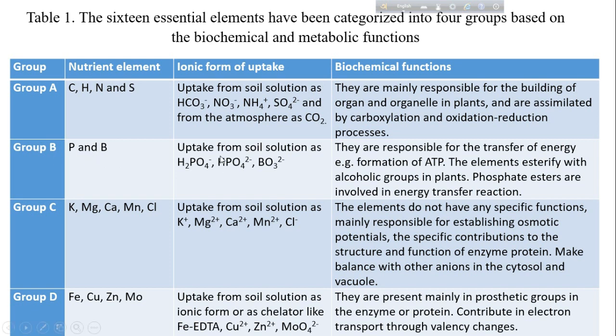Group B, this is the uptake form. They are responsible for the transfer of energy, for example, formation of ATP. The elements esterify with alcoholic groups in the plants. Phosphate esters are involved in energy transfer reaction. They are mainly related to the energy system, that is ATP, and translocation of energy from one part of the plant to another part, that means one organ to another organ.